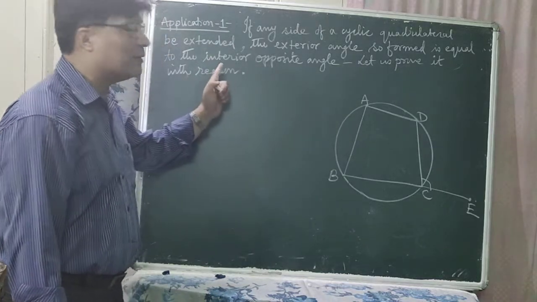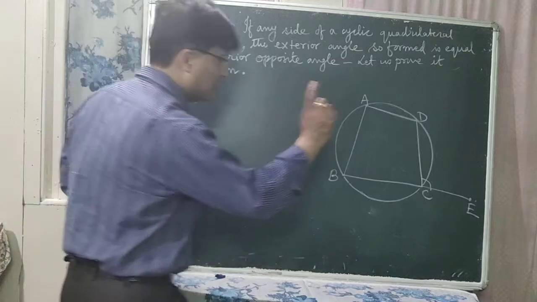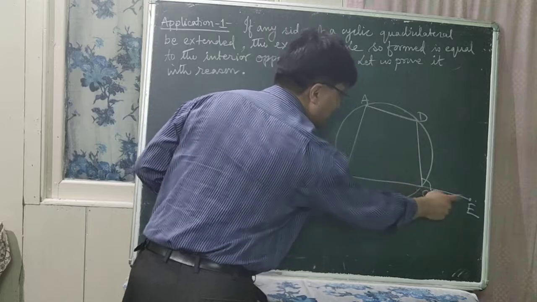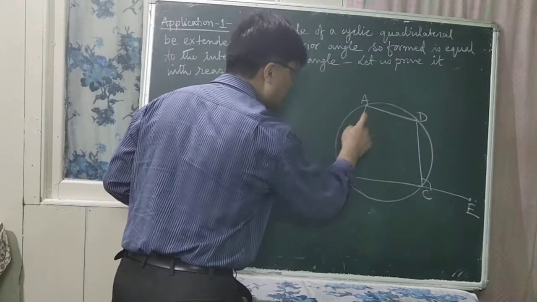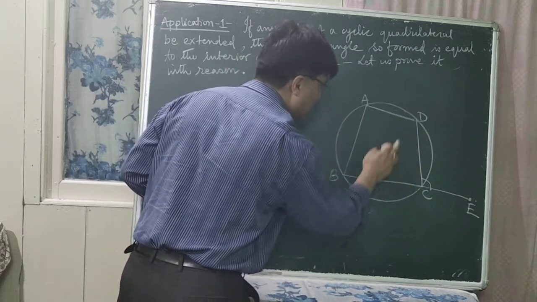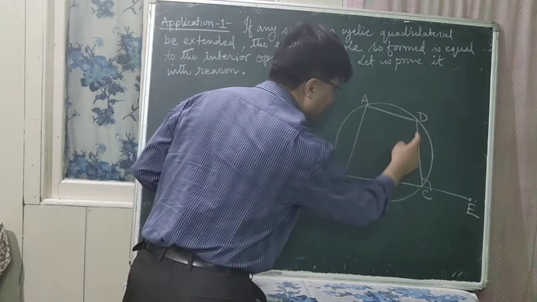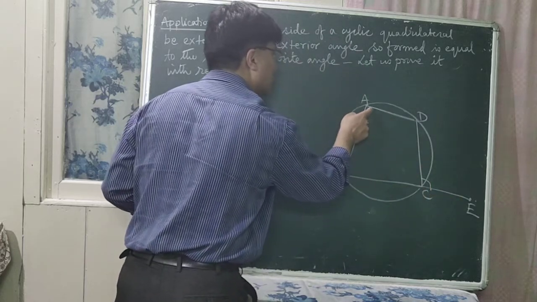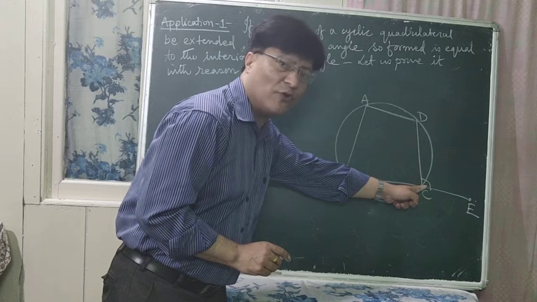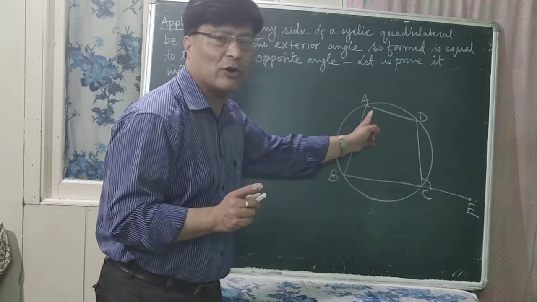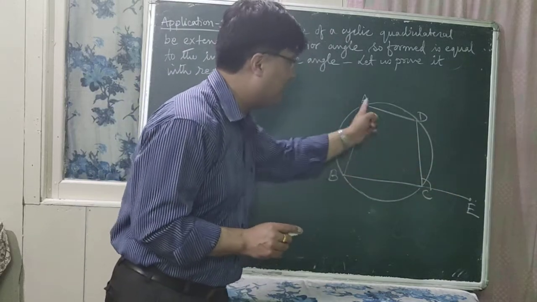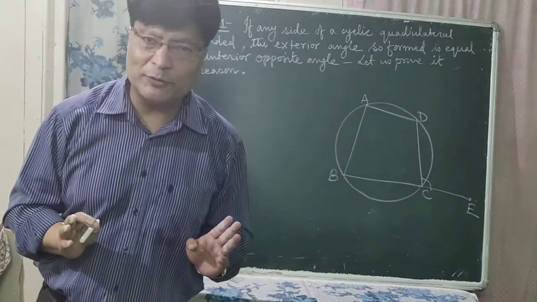But in this case, it is given that interior opposite angle. The interior opposite angle to angle DCE is angle BAD. Not angle DCB, not angle ABC, not angle ADC. So the interior opposite angle of angle DCE is angle BAD. Understood? Now you have to prove that the exterior angle so formed will be equal to the interior opposite angle. That means you have to prove this angle DCE is equal to angle BAD. Is that clear to all of you?